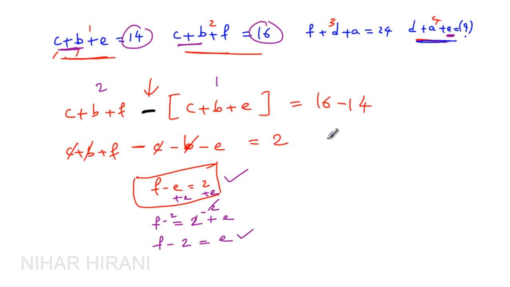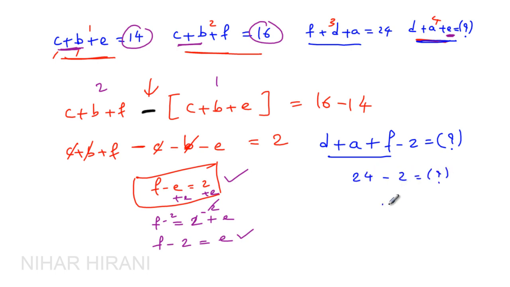So that will become something like this: D plus A plus E is equal to D plus A plus F minus 2, which is equal to question mark. Now you might be thinking why I am going in a specific order. Very simple. A plus D plus F, that's what I have here. A plus D plus F is 24. 24 minus 2 is the question mark, and that's 22.